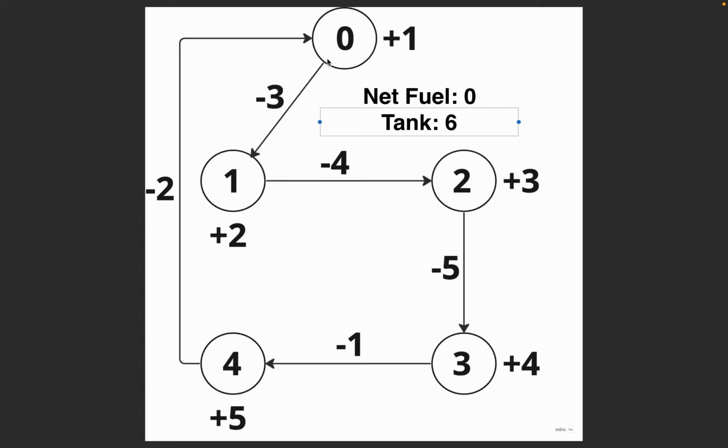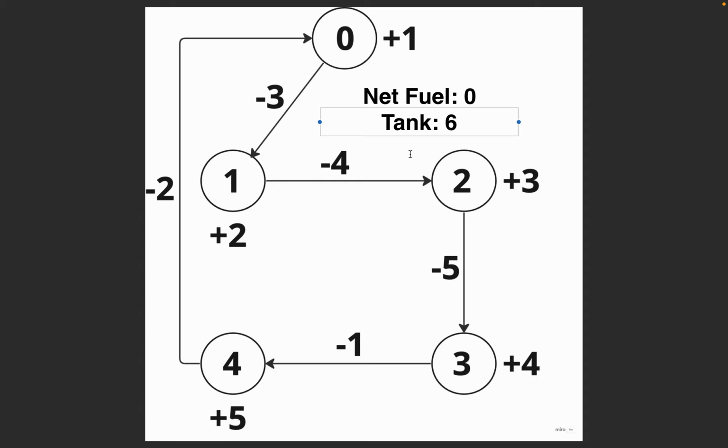Now, we've come back all the way to gas station 0. Another part of this algorithm is that we don't actually have to go through and finish the round trip and end back at gas station 3, because that's where we started, right? We don't actually have to do that. We just have to complete one round trip across the circle.